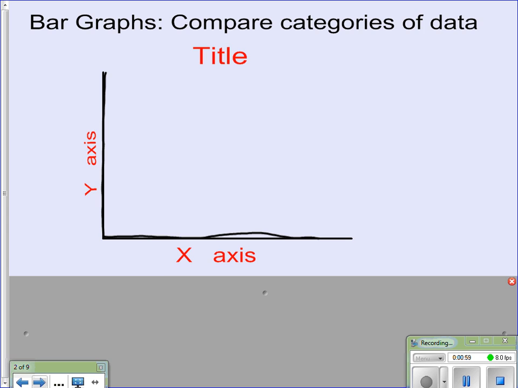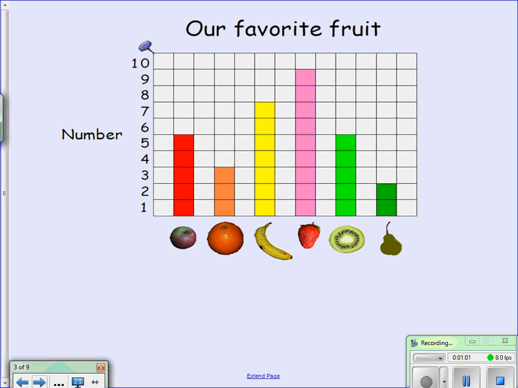Look at some examples of different bar graphs. So here's a bar graph for our favorite fruit. You see they have a title up top. They have each of the axes labeled. This one's labeled with pictures on the bottom, on the x-axis, and on the y-axis you have the numbers identifying how many people like each of the fruits. Okay. We can look at here then and try to figure out how many people like bananas.